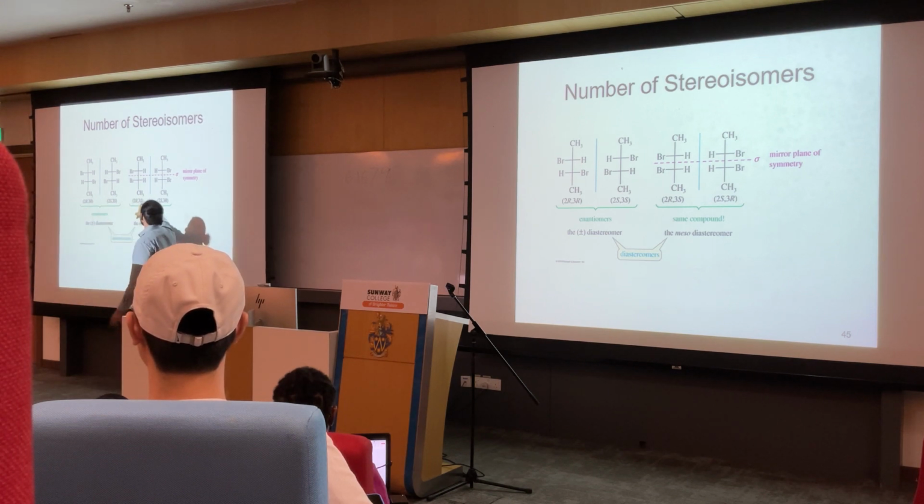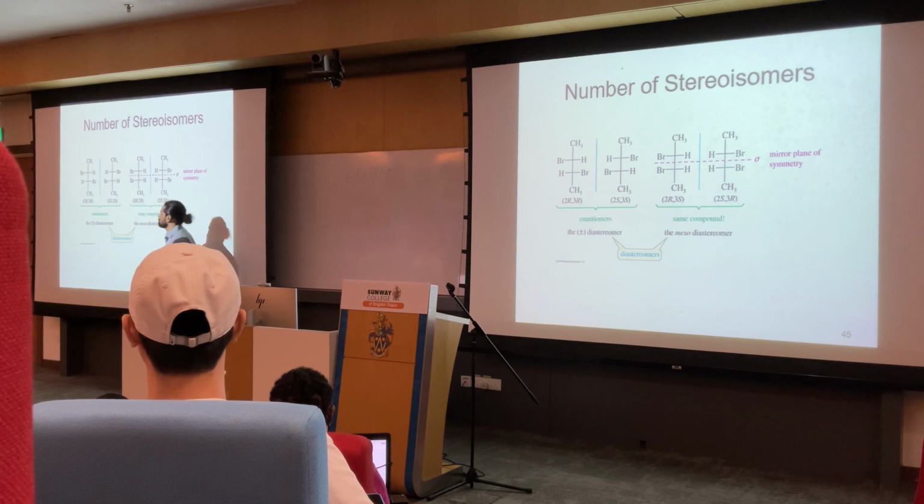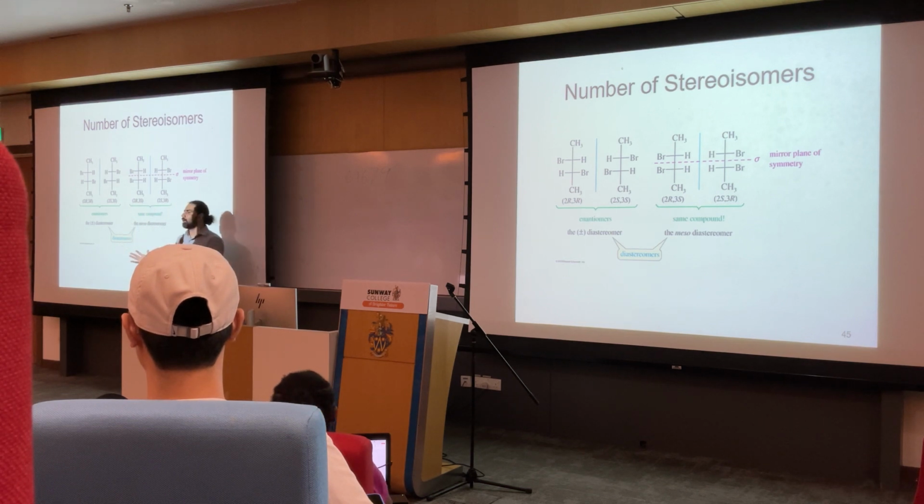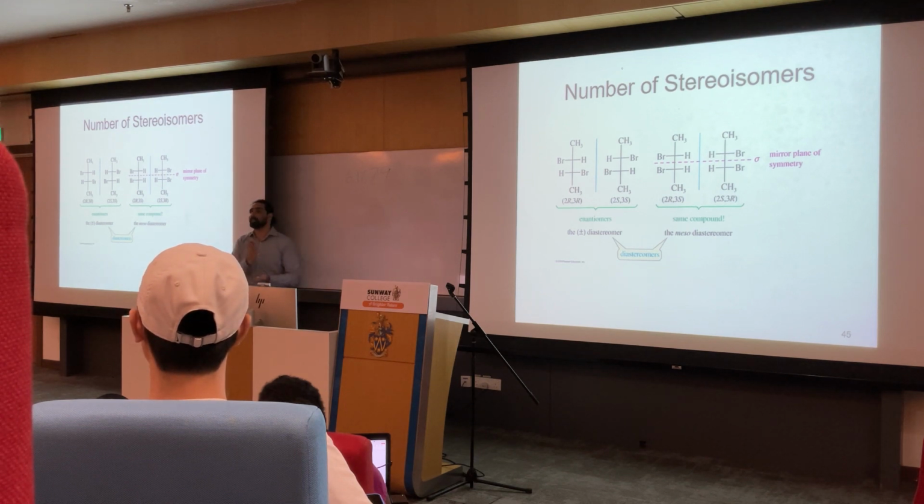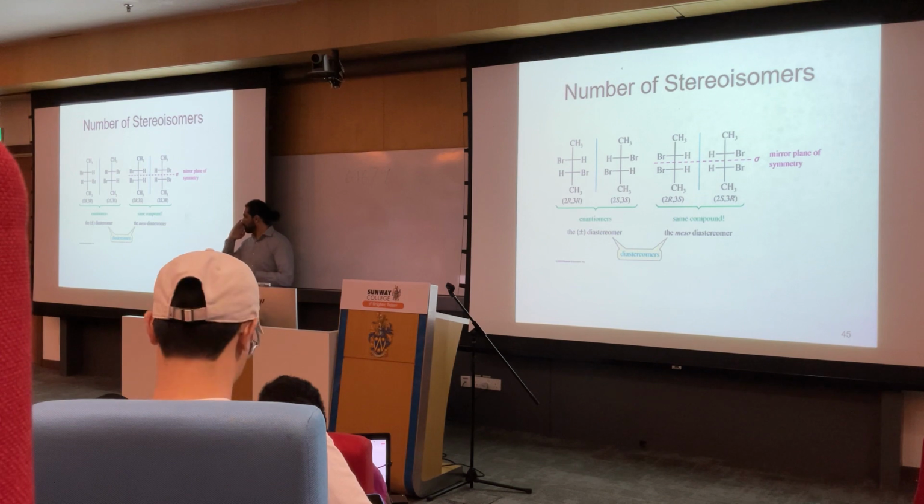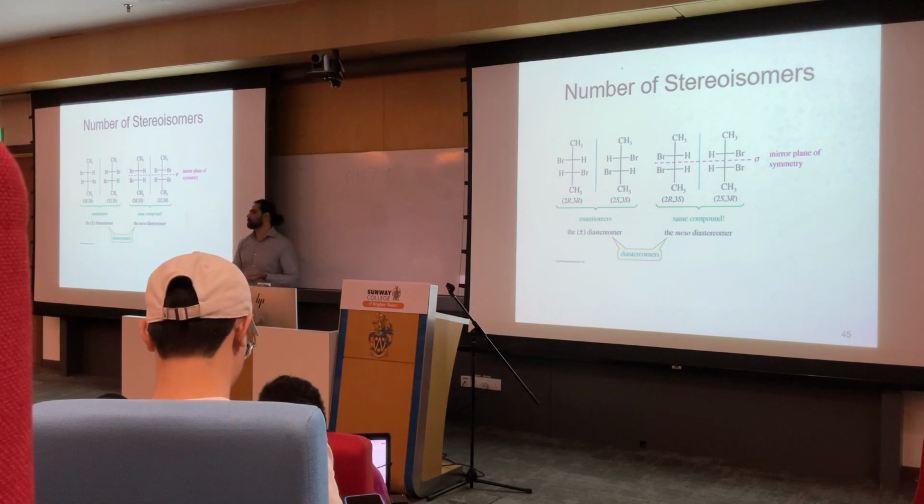Now this one is 2R, 3S and 2S, 3R. So they are also exactly opposite of each other. But because of plane of symmetry, they become meso. And plus minus only tells that we are not specifying which one is what. They could be present in a mixture. Or in this form also we can write plus minus. So meso are not stereochemically active anymore because of the plane of symmetry. Right?